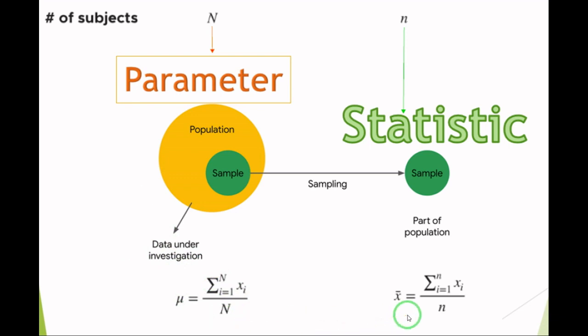But if we cannot measure the height of every adult woman in the country, we might select a smaller group, which is called the sample. This one, the sample. And then this is a subset, okay? Then we would sum up these heights and divide by the number of women in the sample to find the sample mean, okay? That's why here we have a small letter n.